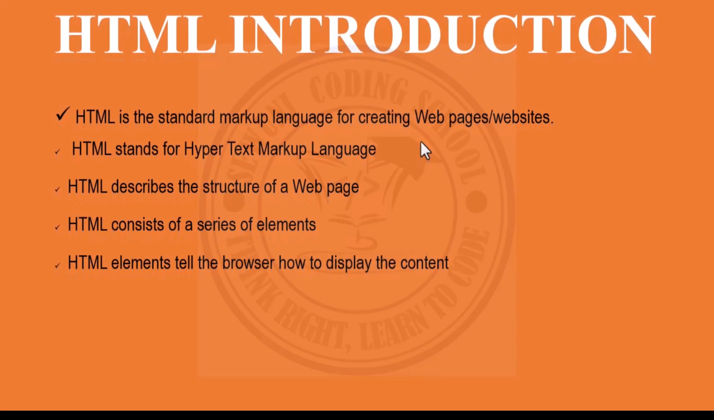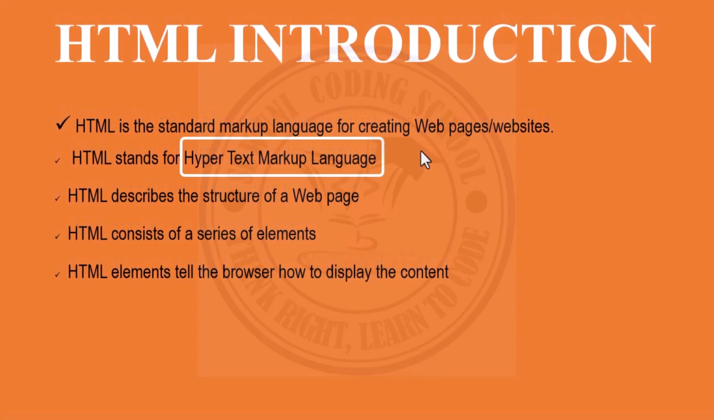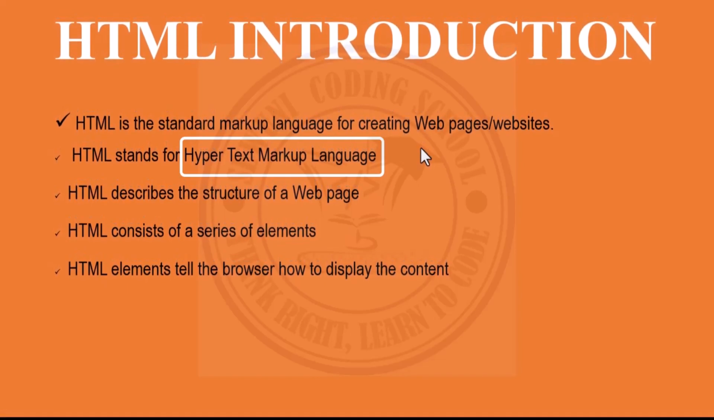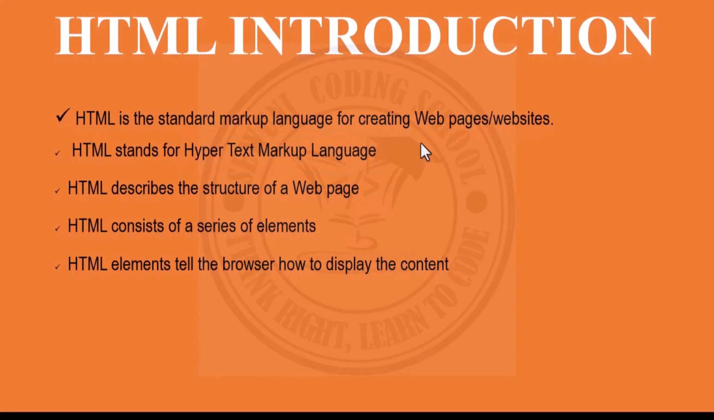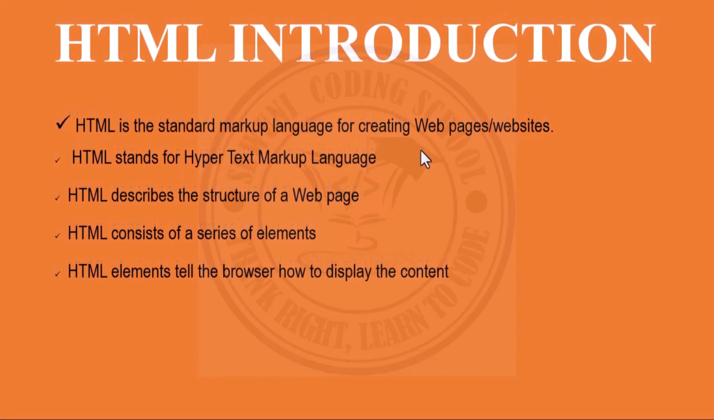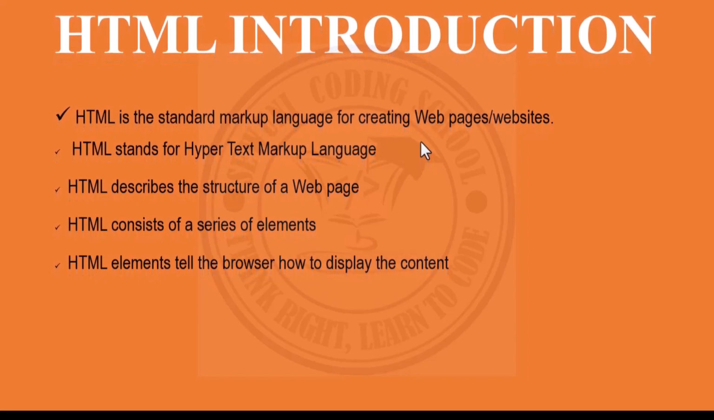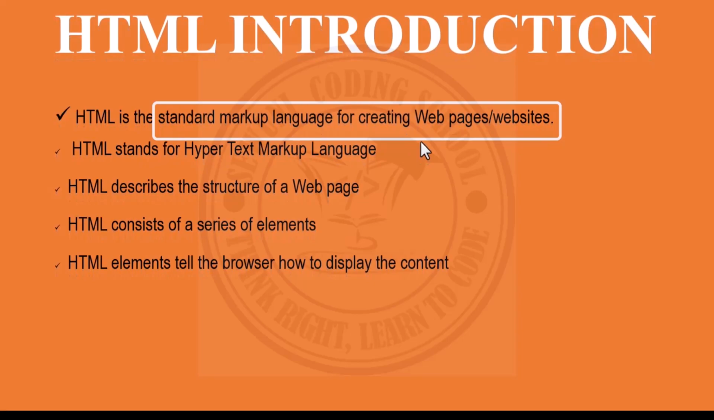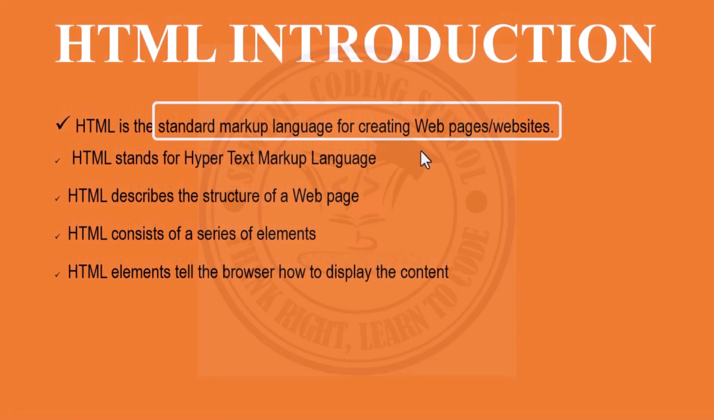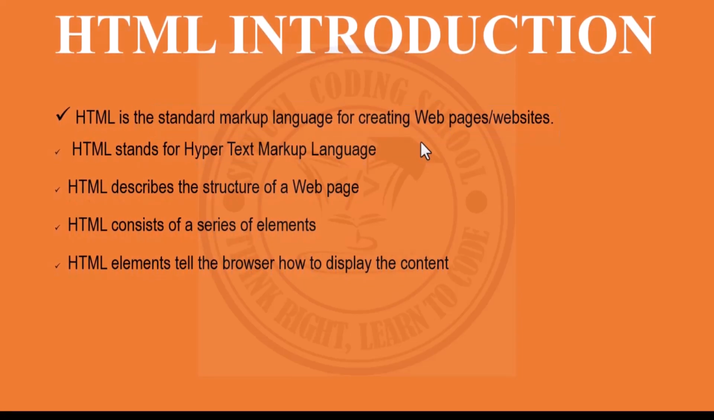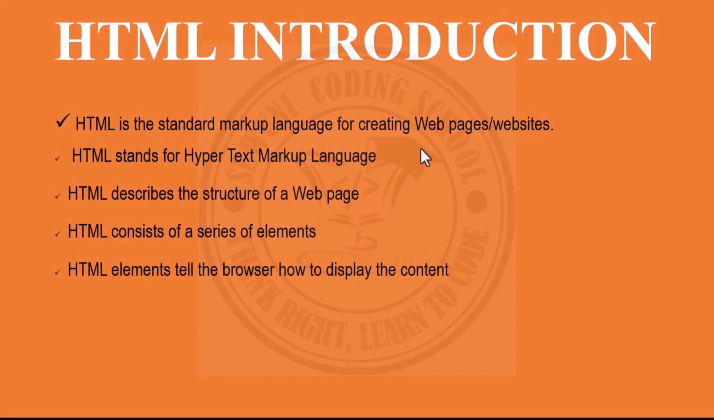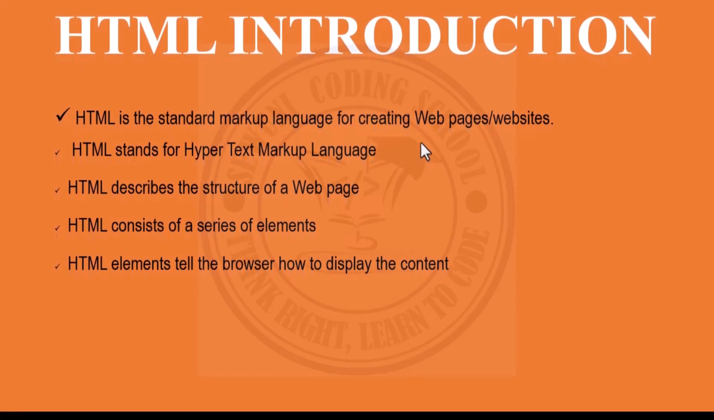HTML stands for Hypertext Markup Language. The H is for hyper, T for text, M for markup, and L for language. Hypertext Markup Language. Now, it is the standard markup language for creating web pages and websites. Most websites you see in this world, or anything you see on your web browser, technically was created or has some form of markup in it.